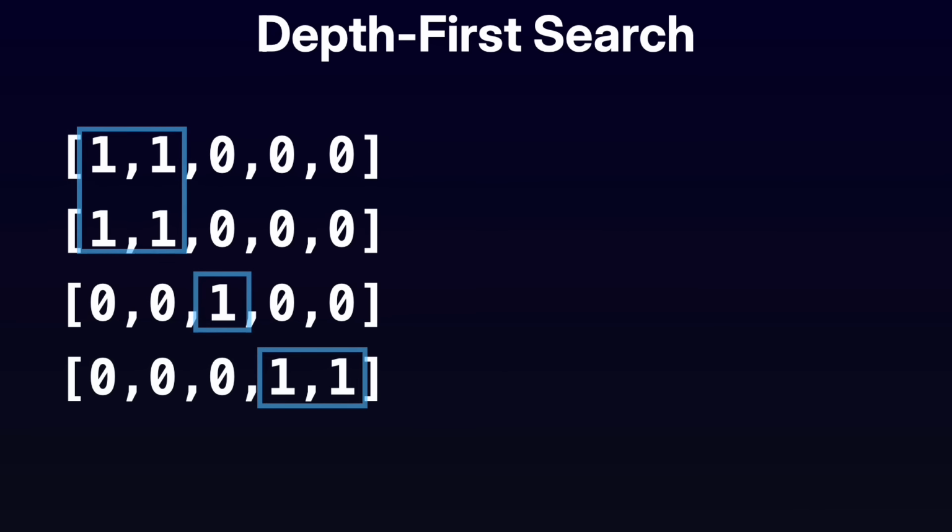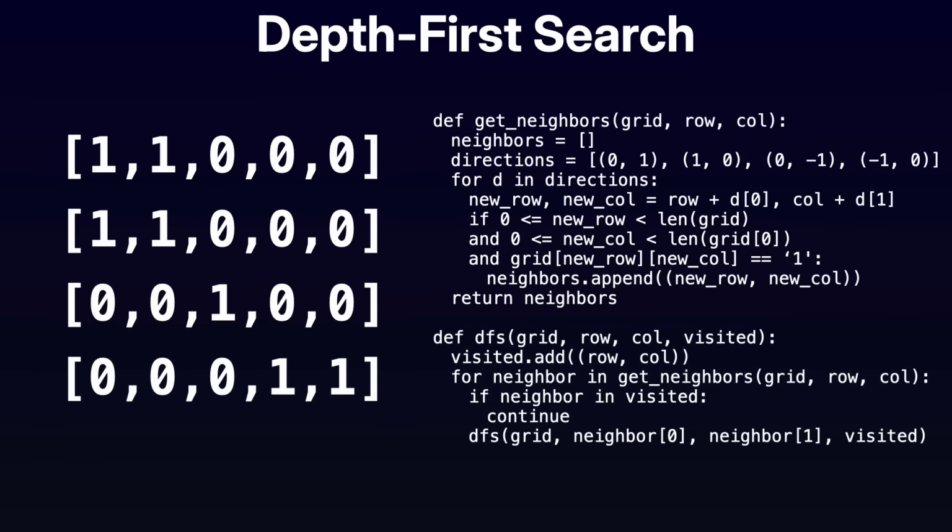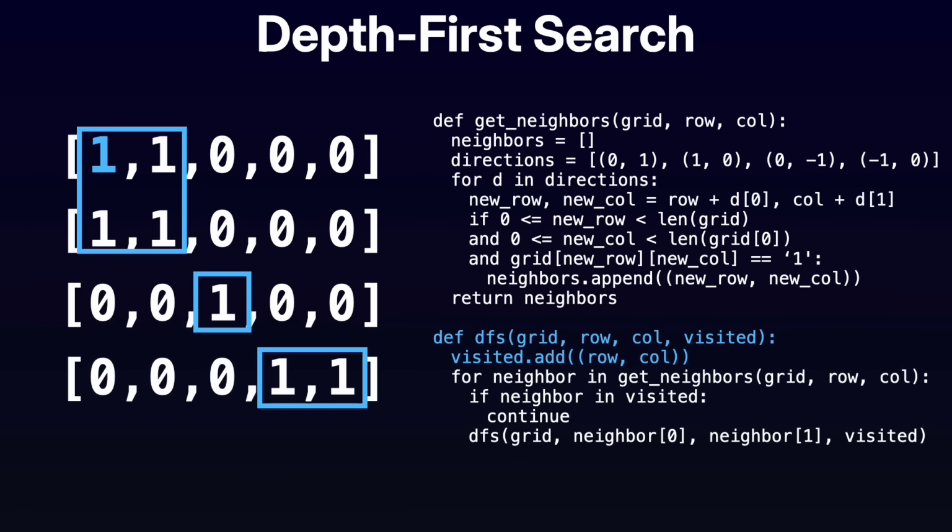The idea is to iterate through each cell in the grid. When we encounter a 1, land, it indicates the start of an island. From there, we perform DFS to visit all connected ones, all parts of the same island, by exploring the neighboring cells in all 4 directions as deep as they go.